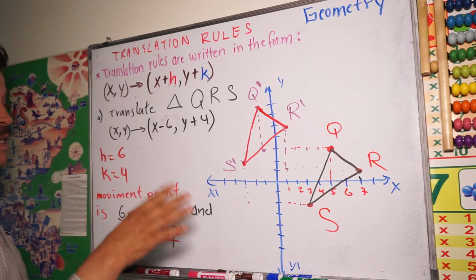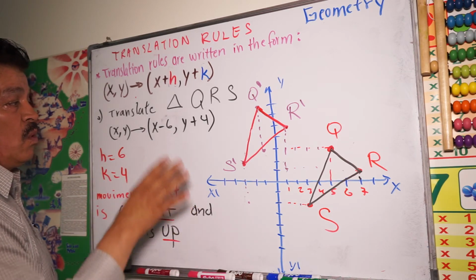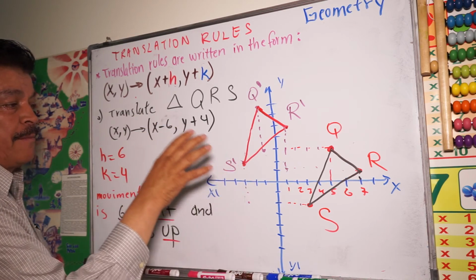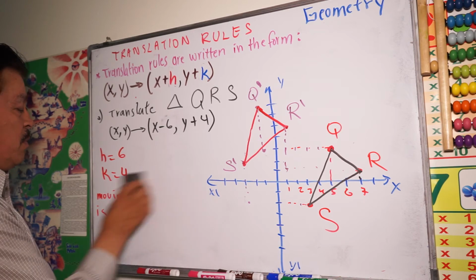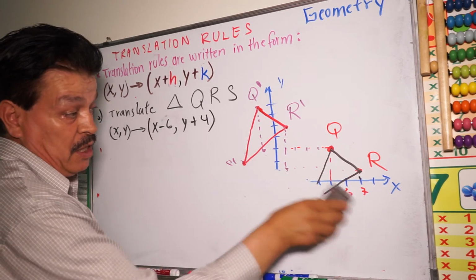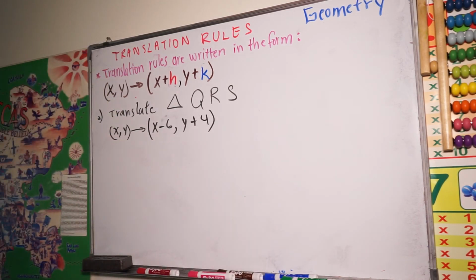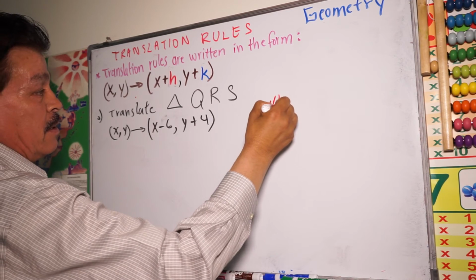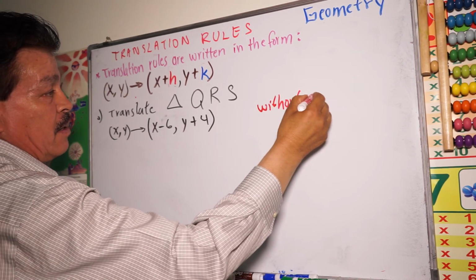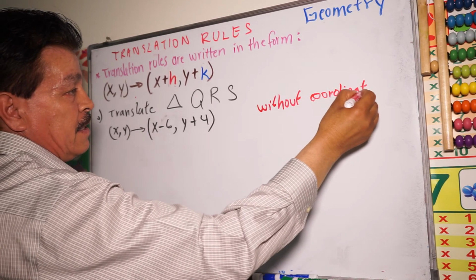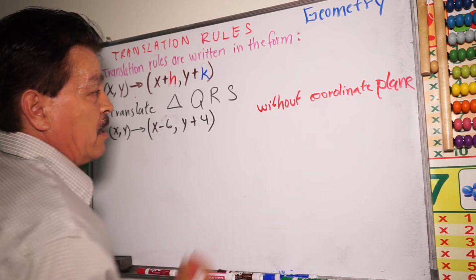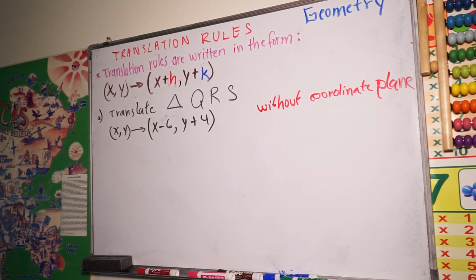Let me do the same data. Let's solve the problem without the coordinate plane. So let me erase everything right here. So we used the coordinate plane to solve the problem to find the translation. But now we have to solve the problem without the coordinate plane. So how do we solve the problem?